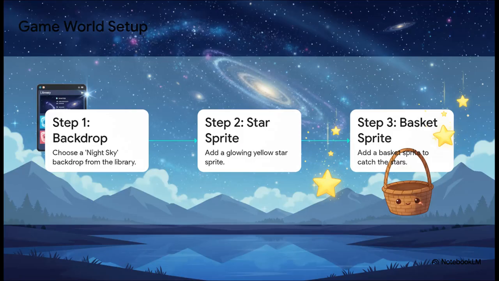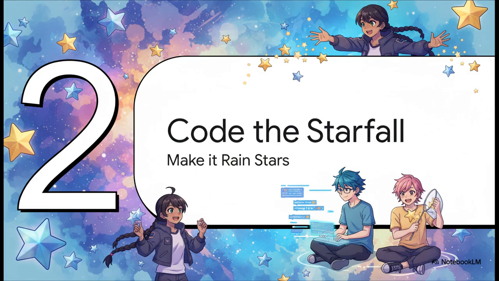It's super easy. First, we'll pick a cool night sky backdrop. Then we'll add our two main sprites, the star that's going to be falling, and the basket that you, the player, will get to control. Okay, our stage is set and our actors are in place. Now for the really fun part. It's time to bring this whole thing to life.